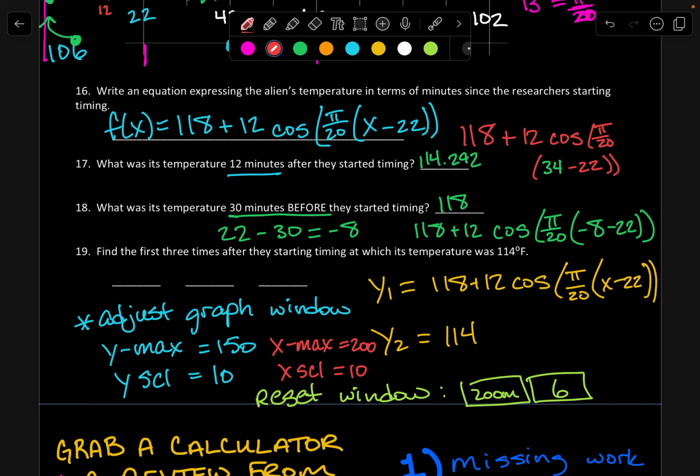Now I can second trace 5, enter. And I want to find the first 3 positive intersections. So I'm going to do the first, and I get 9.837. I'm going to do the second. I said I wasn't going to do them all, but I've put in this much work, so I might as well. I'm going to do the second, and I get 34.163.